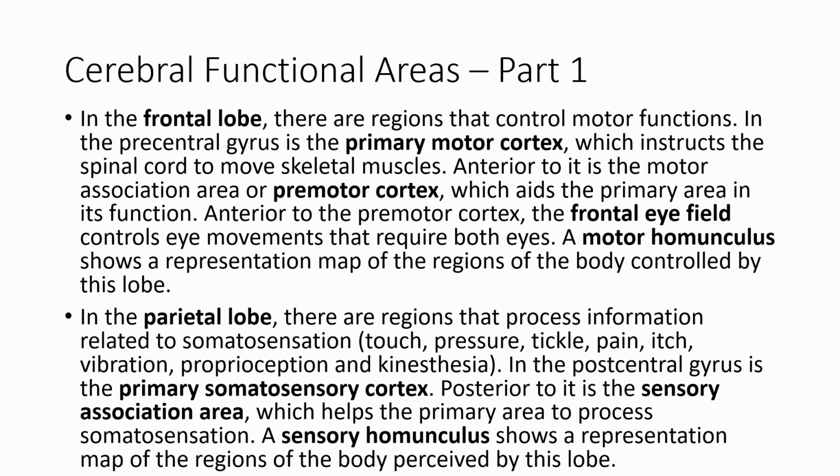Just before that, we have the frontal eye field. This is going to control your eye movements that require both eyes, so your ability to coordinate your eyes together. And there's a motor homunculus that shows the representation map of the regions controlled in this lobe.